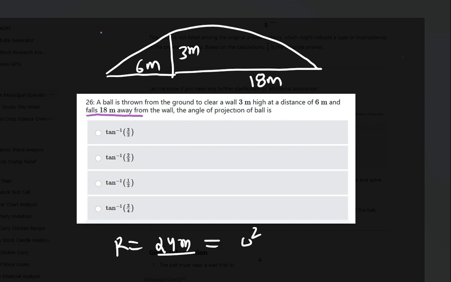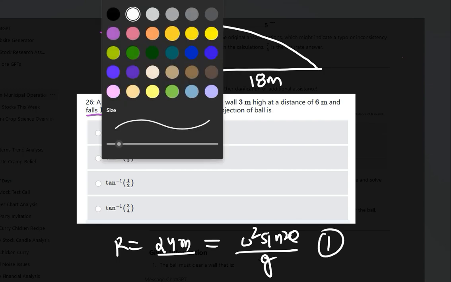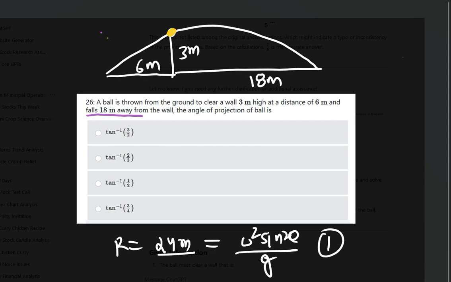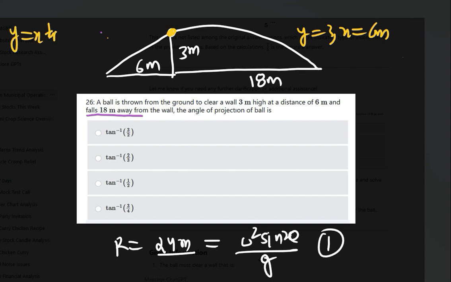This will be equal to u squared sin 2 theta by g. We don't know u, we don't know theta. This is equation number 1. We also know that the projectile passes through this point. So y is equal to 3 and x is equal to 6 meters, which means y is equal to x tan theta minus g x square upon u square cos square theta.